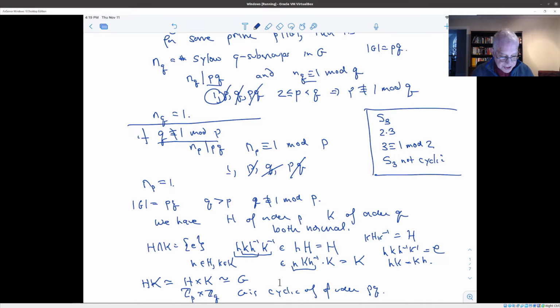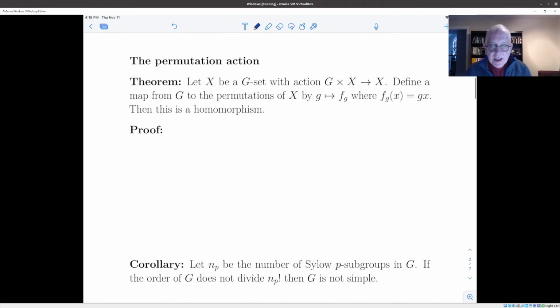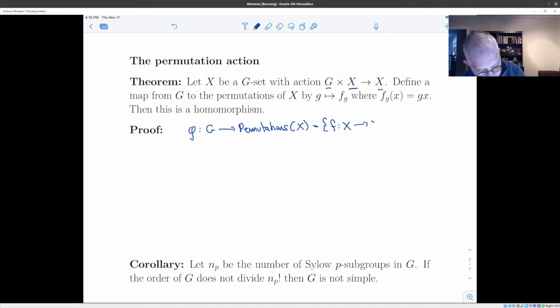Okay, so that's one classification result that we have from Sylow's theorems. The second one requires us to think a little bit about what it means to have a group action. So remember that a group action is a set X together with a map that takes an element of G and an element of X and produces a new element of X. One way to think about that is that an action is equivalent to giving a homomorphism, phi, from G into the set of permutations of X. Remember, the permutations of X are the set of bijective maps, f from X to X, with group operation composition.